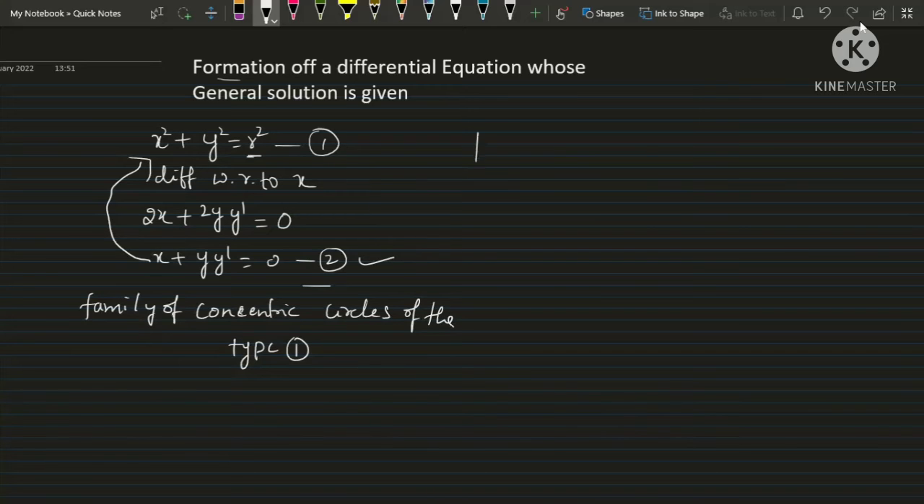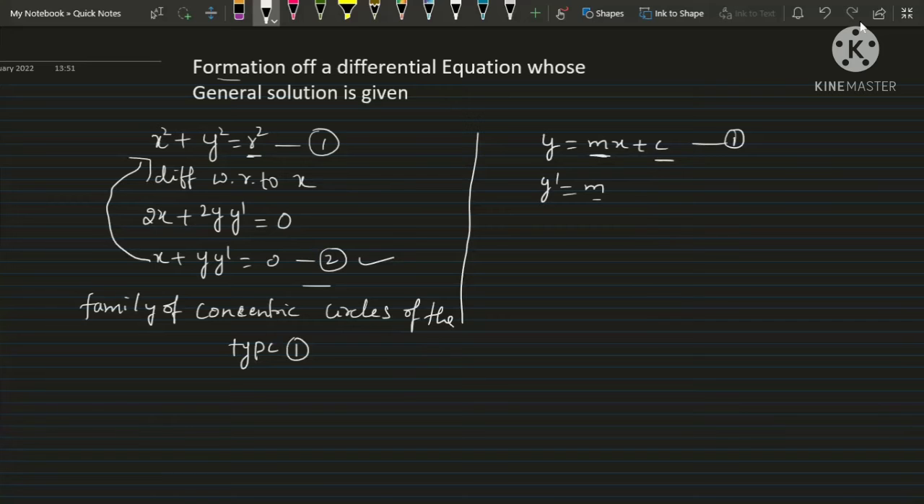Now I'll take one more example. What is that one? y is equal to mx plus c. What does it represent? It represents a straight line whose slope is m, whose y-intercept is c. It is an equation of a straight line. Now I will differentiate this one. y dash is equal to m, since m is a constant. Differentiation of x is 1 plus differentiation of c is 0. Don't need to write. y dash is equal to m. It is an arbitrary constant.